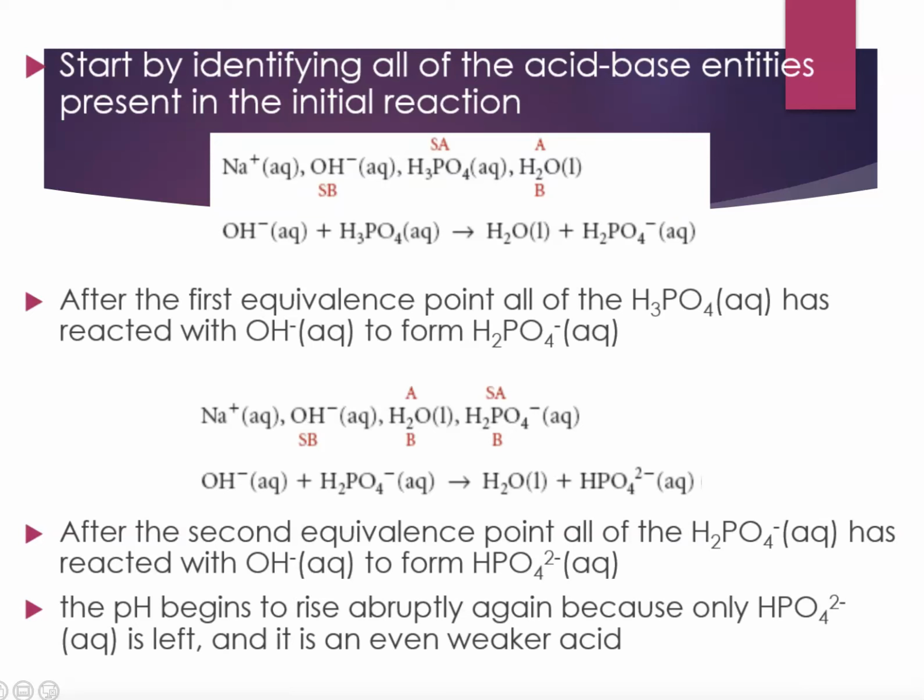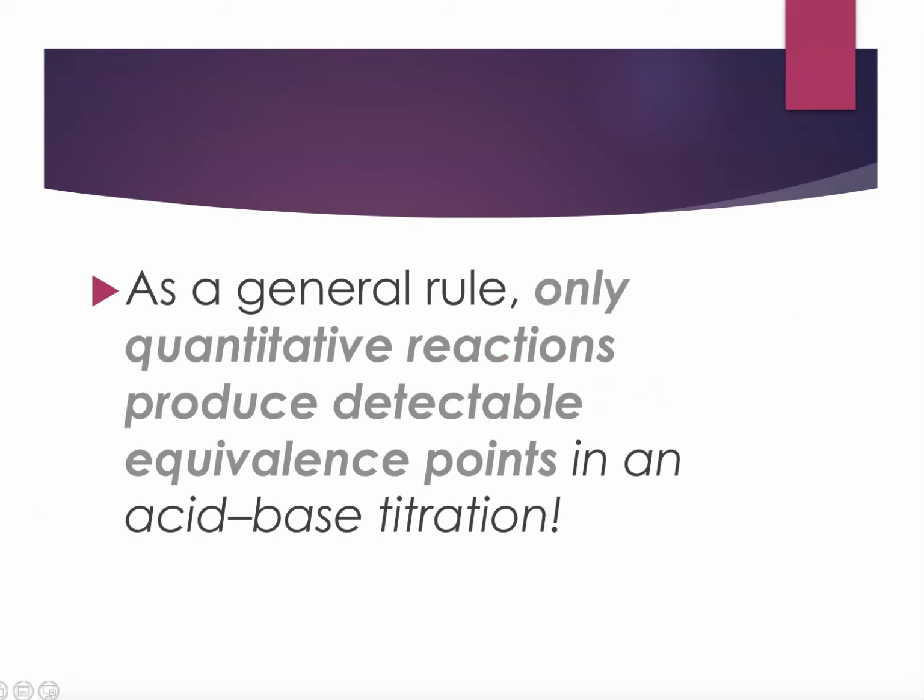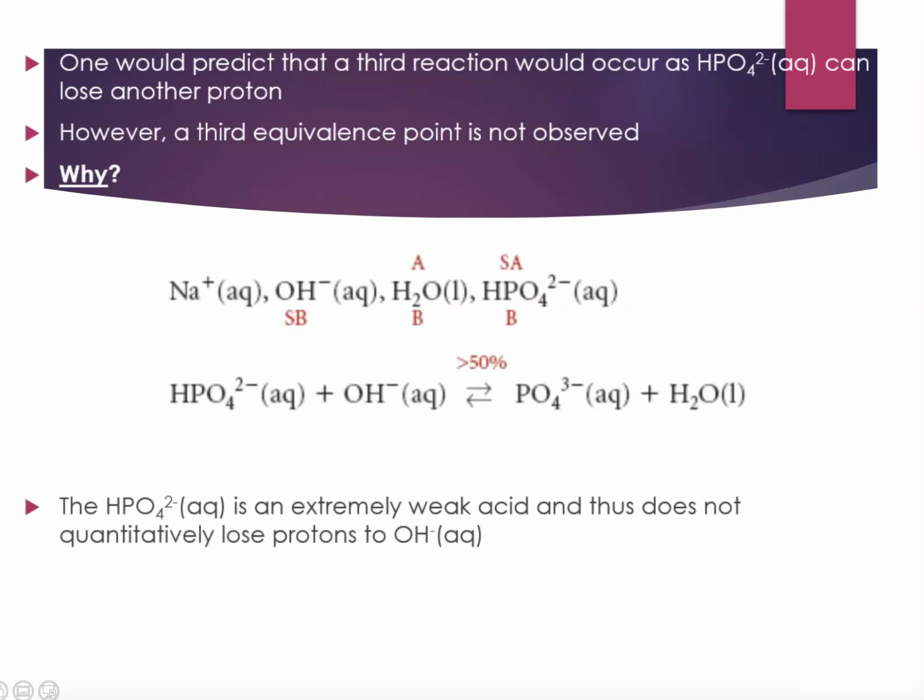Begin with the original acid and base. The reaction between phosphoric acid and hydroxide ions results in the production of water and dihydrogen phosphate ions. In turn, these ions will react with hydroxide ions to form hydrogen phosphate ions. The hydrogen phosphate ions are very weak acids, so the pH will rise abruptly with the addition of more hydroxide ions. It turns out the hydrogen phosphate ions are such weak acids that they don't quantitatively lose protons to hydroxide ions. This is why a third equivalence point is not observed.